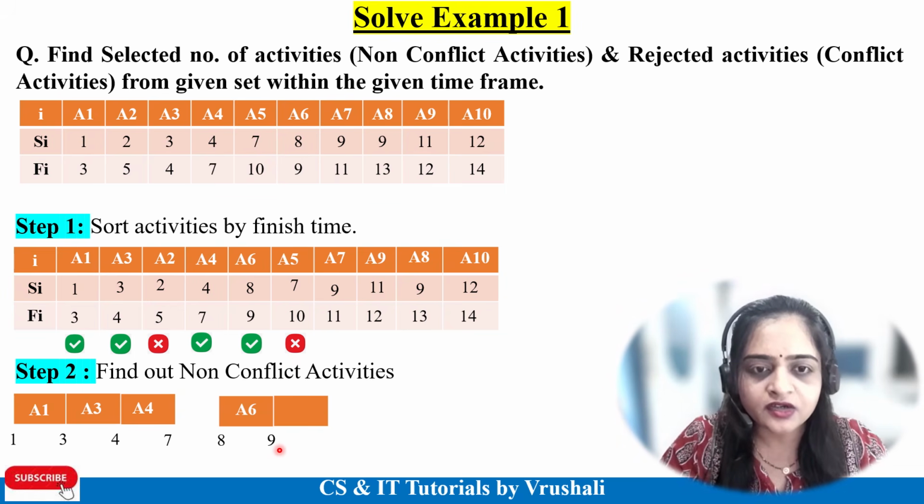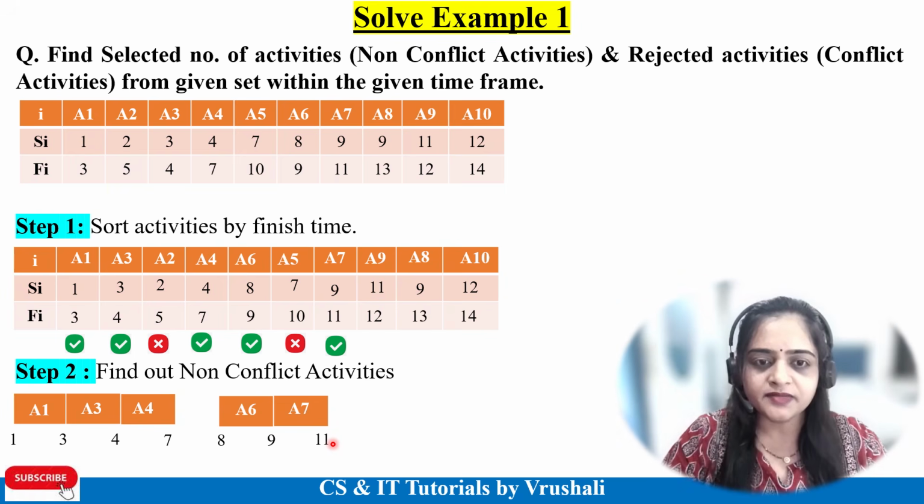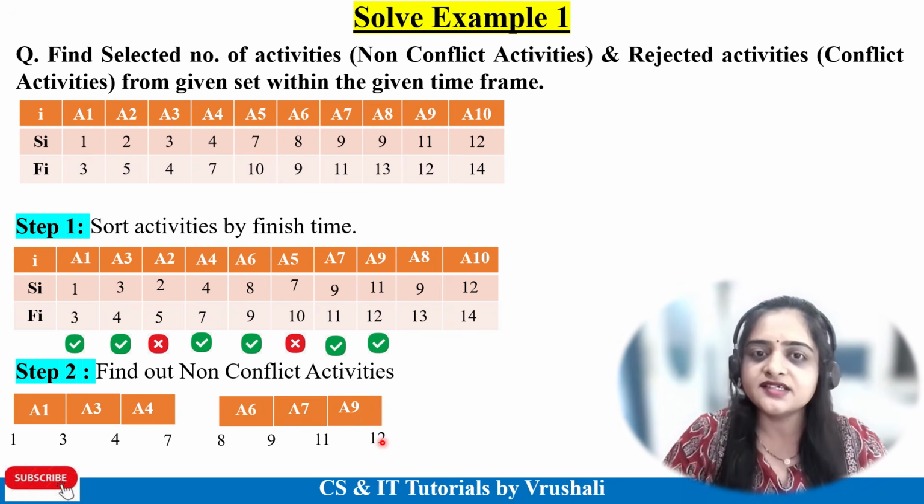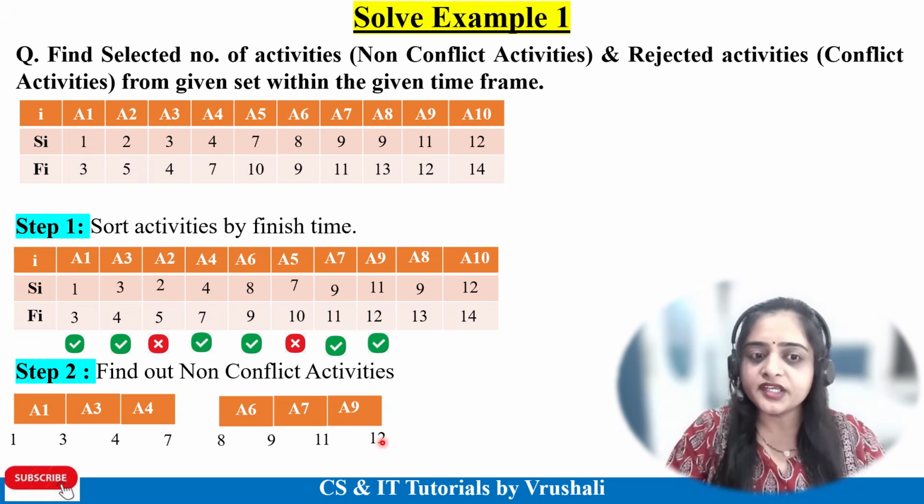Now at 9 o'clock A7 activity is there, because the start time is 9 and the end time is 11. So just complete this activity between 9 o'clock to 11 o'clock. After that at 11 o'clock A9 activity is there. So 11 is the start time, A9 activity is there and the end time is 12 o'clock. So just complete this activity. So you have to mention all the activities in a sequential manner.